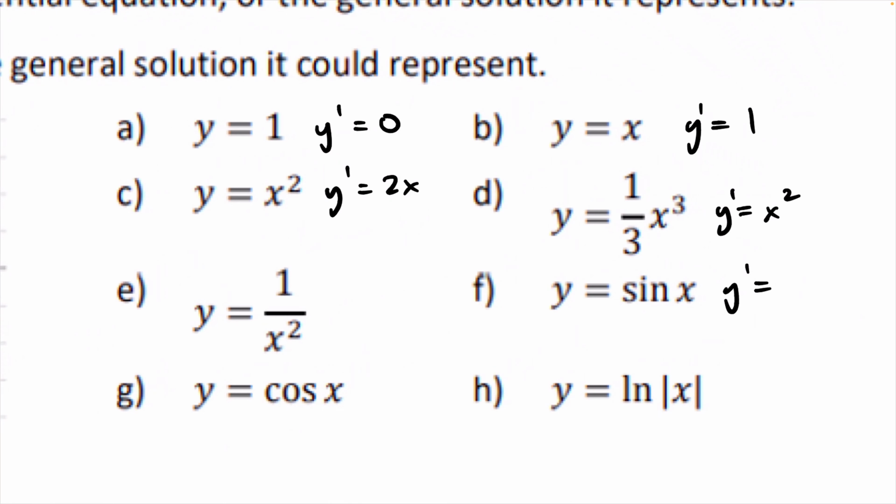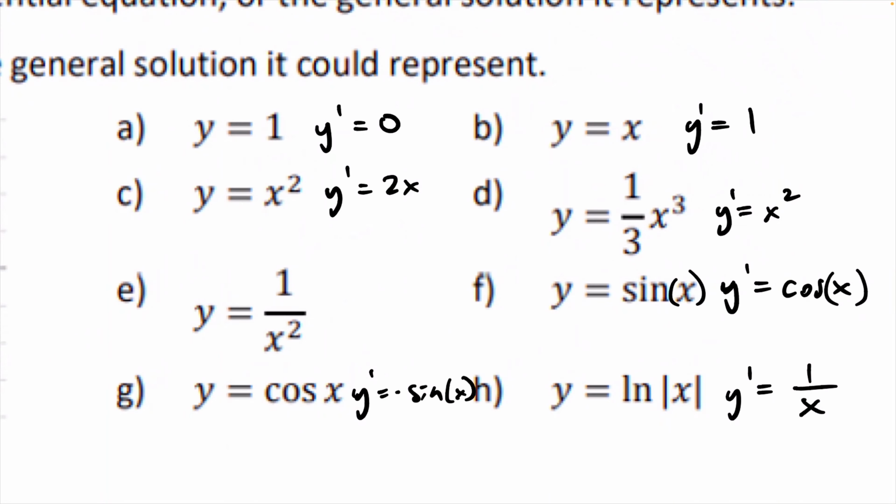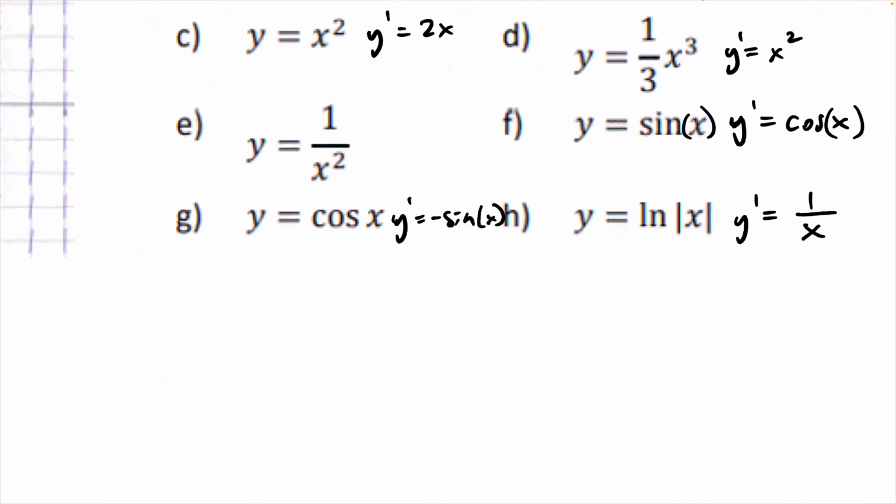What's the slope of sine? Cosine. What's the slope of natural log? 1 over x. What's the slope of cosine? Negative sine. Good. So this one is not hard, but this one you might need to do some work on.